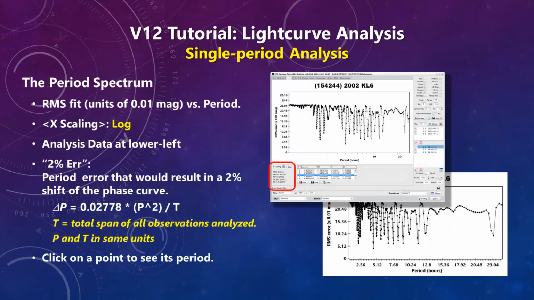Click on PS1 to see the period spectrum for the period 1 search. This plot shows the RMS value of the fit versus the trial period. Usually, the x-axis uses a logarithmic scale, but you can switch to linear, which is shown in the bottom plot. Click on a data point to see its information. You cannot delete data points.